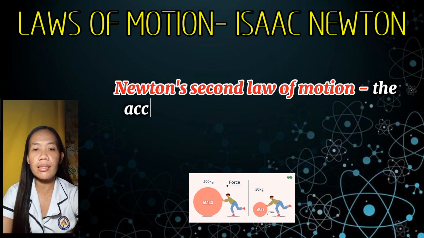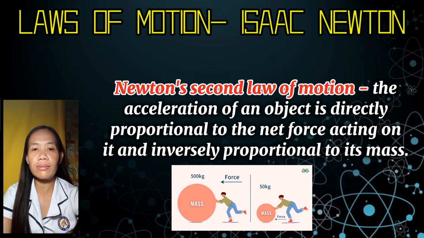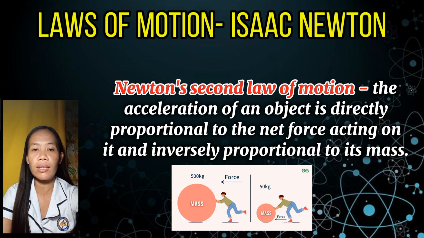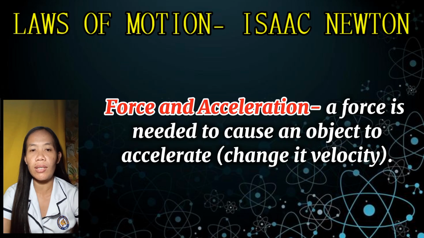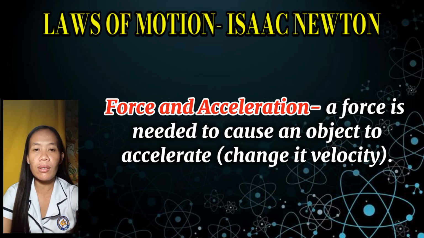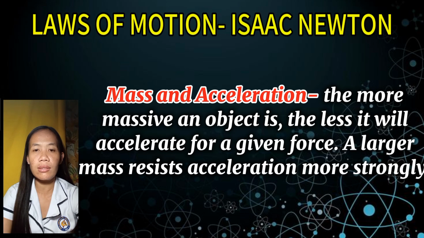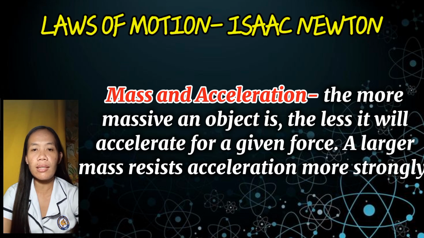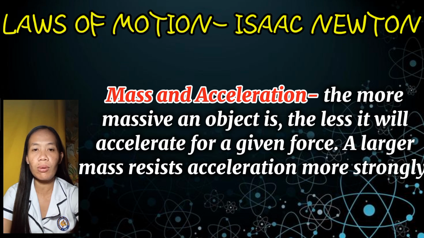The second is Newton's second law of motion. The acceleration of an object is directly proportional to the net force acting on it and inversely proportional to its mass. First is force and acceleration: a force is needed to cause an object to accelerate, or change its velocity. Then mass and acceleration: the more massive an object is, the less it will accelerate for a given force. A larger mass resists acceleration more strongly.